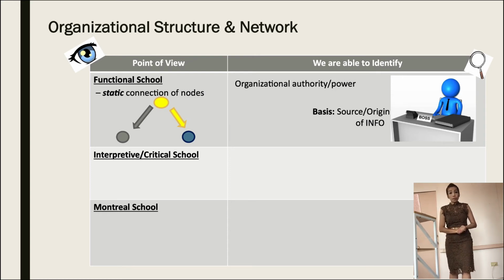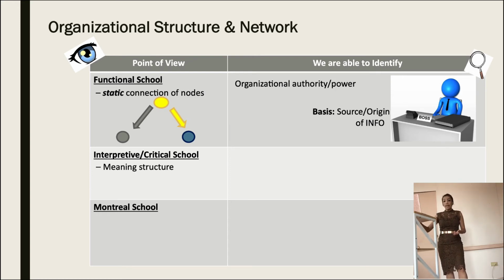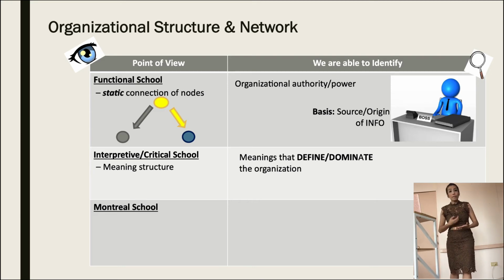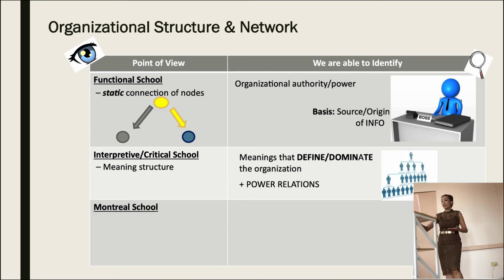So, with the interpretive and critical school, again, it's all about meaning and the structure of meanings. Meanings that either define or dominate the organization. Remember the discussion on power relations. And last, for structure and network, we have the Montreal School.